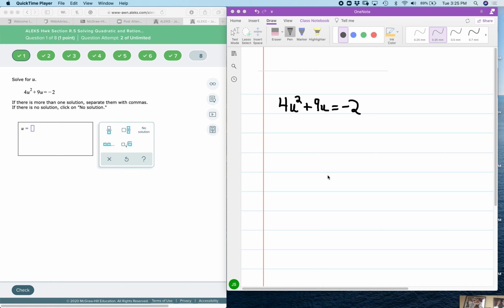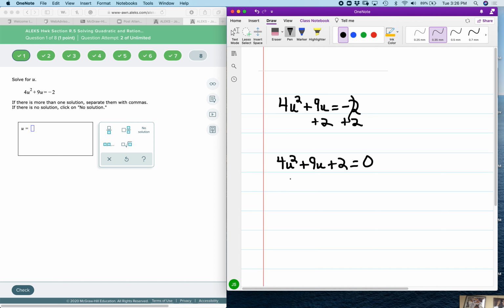Okay, for the first part in this simulation of section R.5 part 1, among the problems we have quadratic equations. In this particular case, we are solving for u, where we have 4u squared plus 9u is equal to -2. This equation is not set up in standard form, but I can make a quick fix by adding 2 to both sides. And so we have 4u squared plus 9u plus 2 is equal to 0.